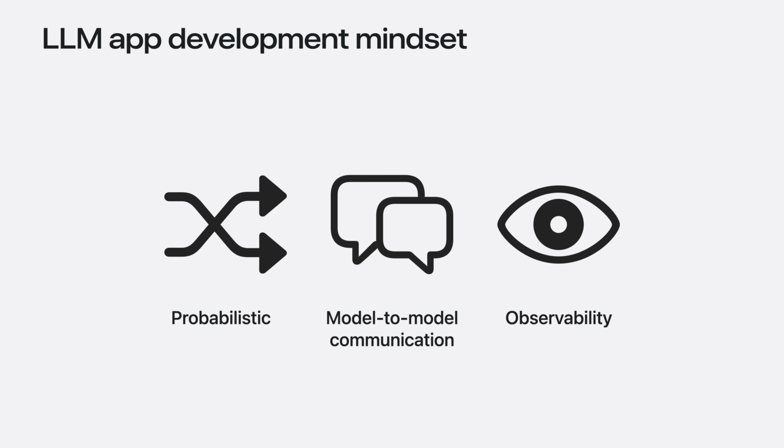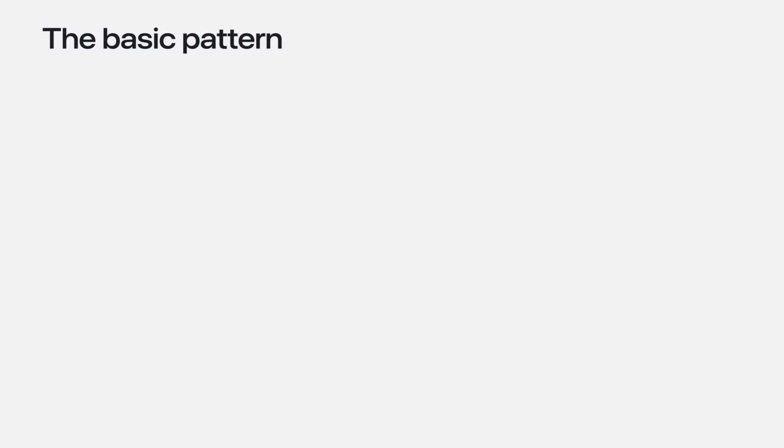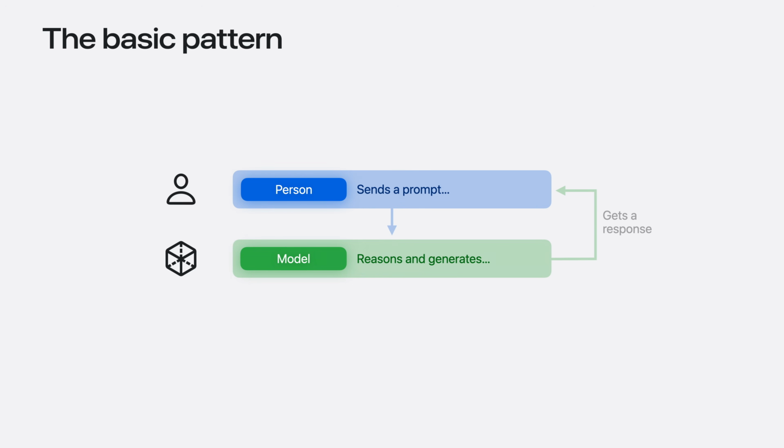When something breaks in a multi-model pipeline, it can be very hard to know where it went wrong. You need visibility into each step. What the model received, what it decided, and why. That's exactly what this session is about. At its core, an LLM application does 3 things. A person sends a prompt, the model reasons about it, and the person gets a response. Simple, fast, and for many features, a summarization tool, a writing assistant, a Q&A interface, exactly what you need.